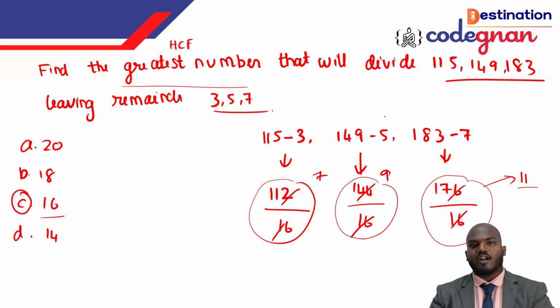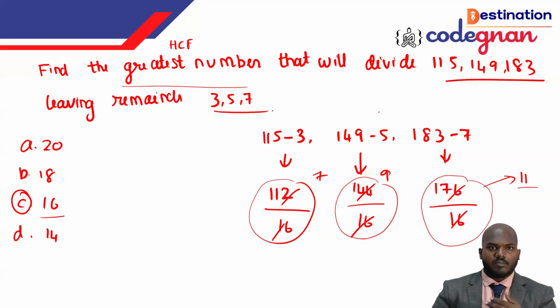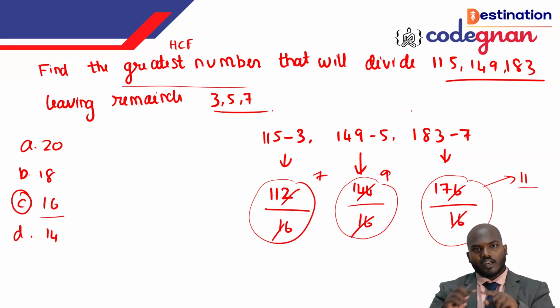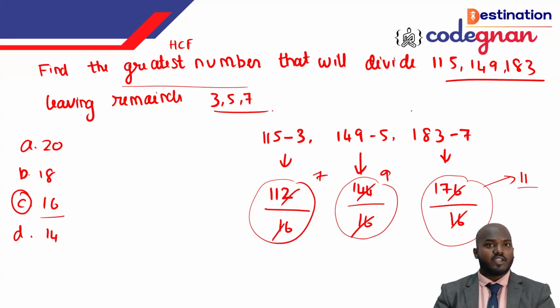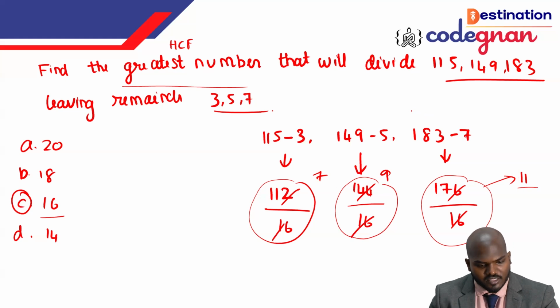By this, we can't directly get the common factor. Maybe some of them are prime numbers also, and we can't know how to break down these values. But they have given the remainder there. If they give the remainder, you can reduce it, bring back the original value, and check whether it is divisible by the number or not. Then you can easily get it. That's what I'm trying to say here. I hope you understand this question, guys. Okay, I'll go for the next question.